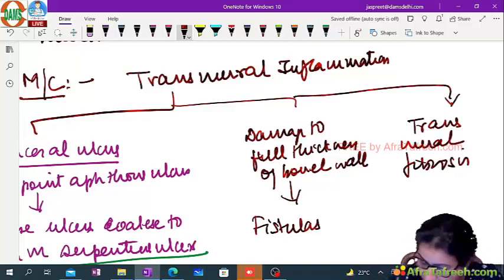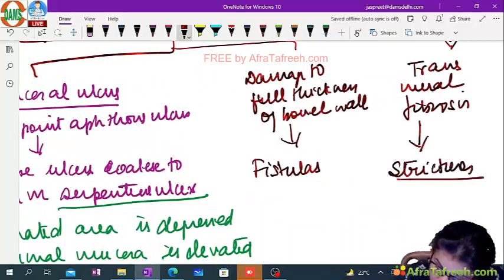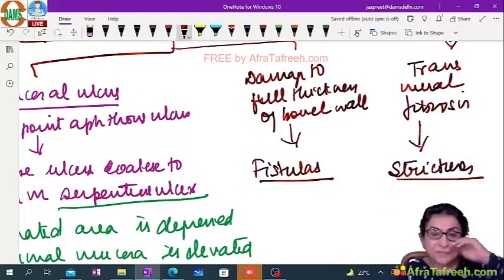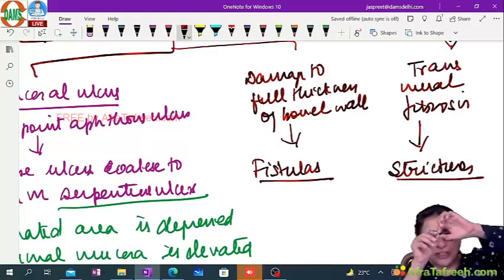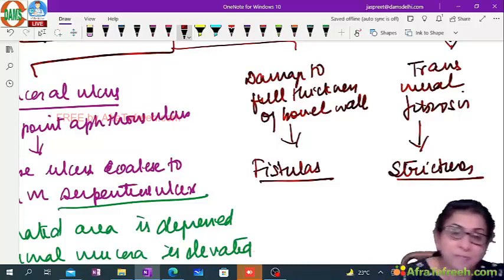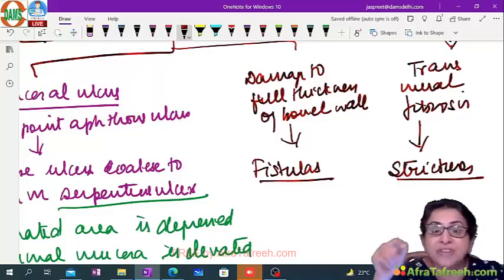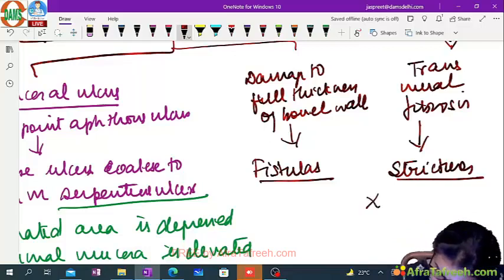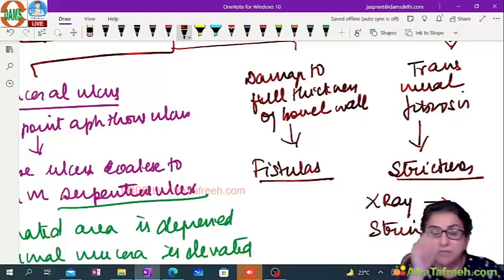There is transmural fibrosis, and transmural fibrosis now causes formation of strictures. So now strictures form in the intestine. And the strictured segment, what will happen to the strictured segment? When you do a radiography, a barium swallow X-ray, the strictures will appear as string sign. So the strictured portion will appear as a string.